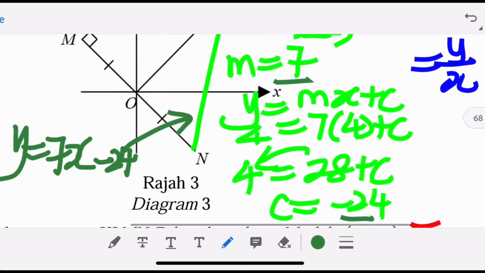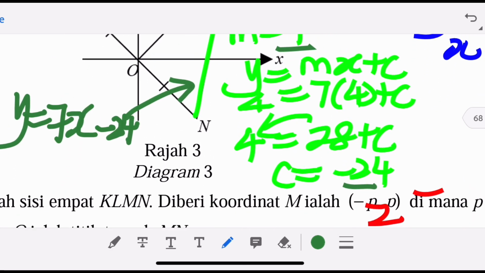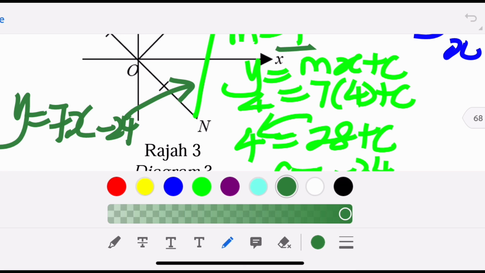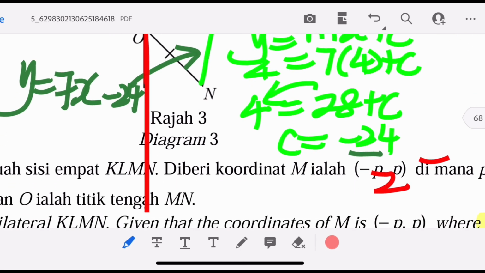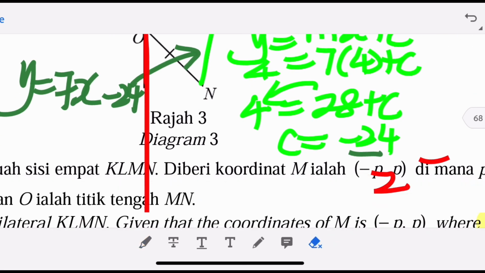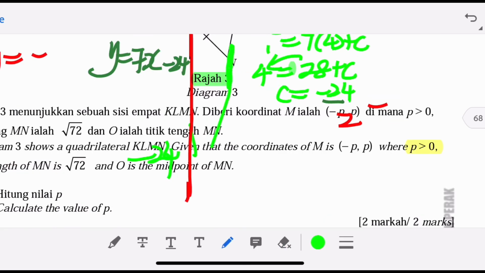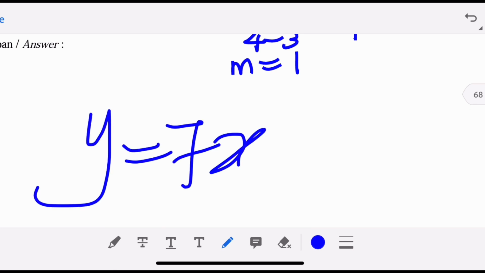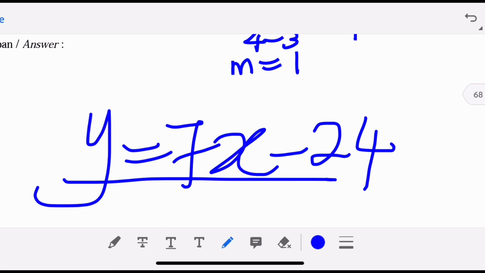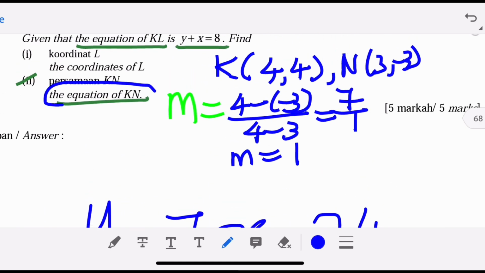It means that this line will cut the y-axis here. Let's say we extend the y-axis down. Then this green line will cut the y-axis at negative 24, the intercept, right? You will notice that this one is cutting here, negative 24. Alright, this is a y-intercept. y equal to 7x minus 24 is the equation of straight line KN.